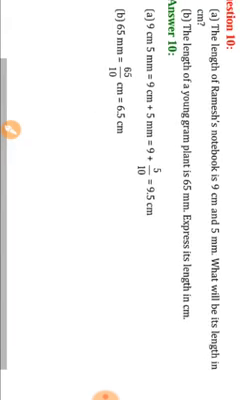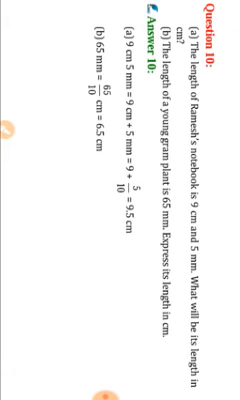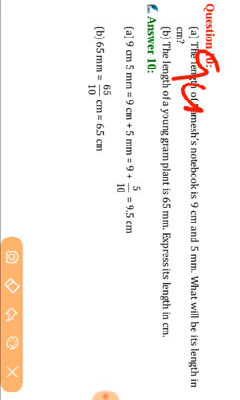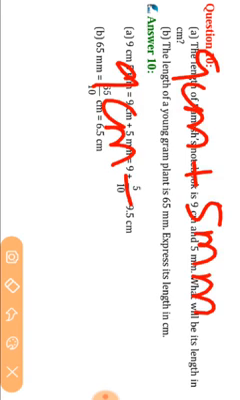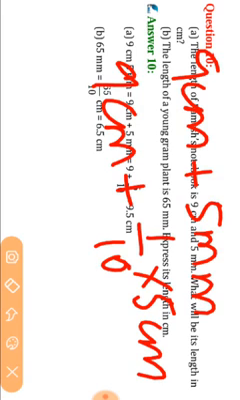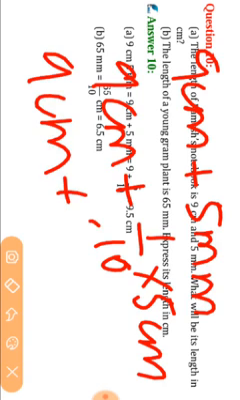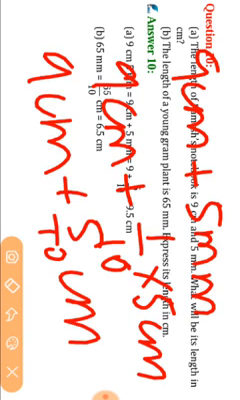Okay, then 10th one. The length of Ramesh's notebook is 9 centimeter and 5 millimeter. What will be its length in centimeter? Just now we converted all the millimeters into centimeter. Same way, 9 centimeter plus 5 millimeter. So 9 centimeter as it is, 5 millimeter I can write as 1 by 10 into 5 centimeter, because 10 millimeter is equal to 1 centimeter. So 9 centimeter plus 5 by 10 centimeter. Both are centimeter only, we can add it. So 9.5 centimeter.